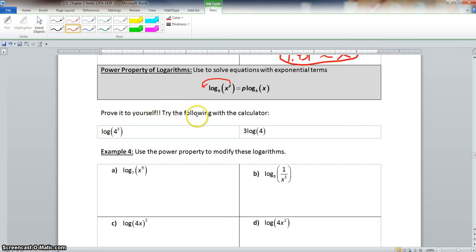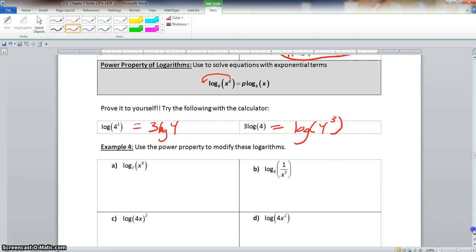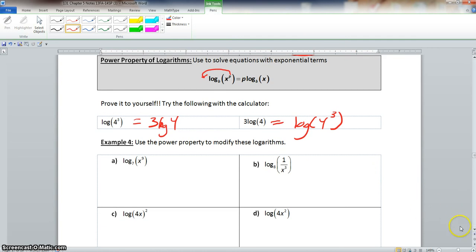It says prove it to yourself. Try the following with the calculator. So first, we will move this 3 out front, and we will have log of 4. So we have 3 times log 4. Now, here we're going to do the reverse. 3 times log 4, we're saying that this is the same as log of 4 to the 3rd power. Now, test that in your calculator, and you will see that they equal each other.